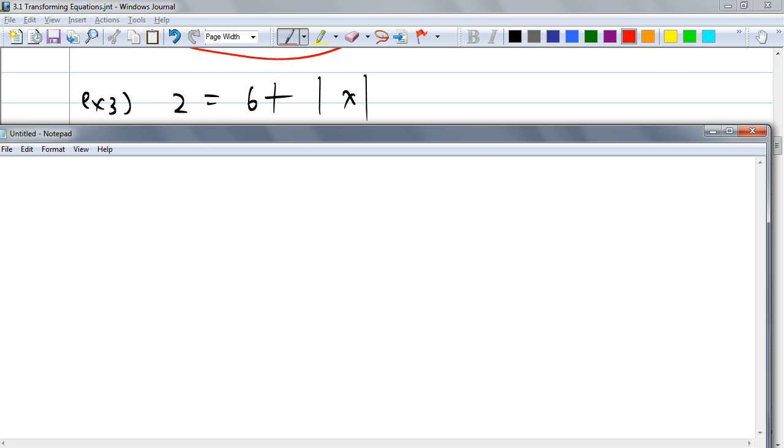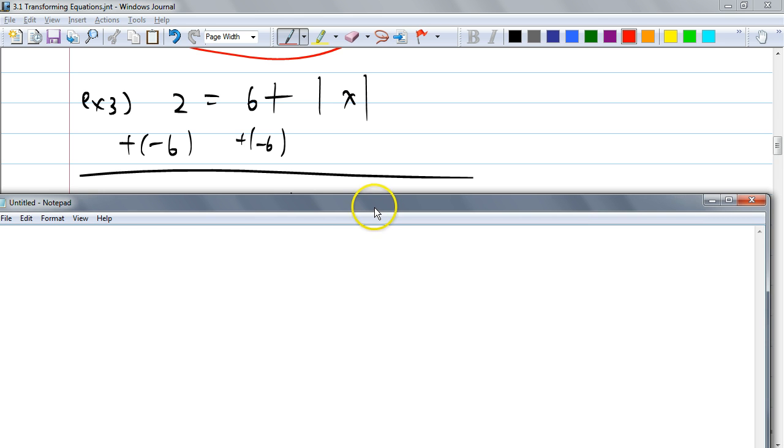Add -6 to both sides. That's what I will do too, so that you get the absolute value of x by itself, right? Question? Do you know what to do next? Okay, go ahead, sir. Tell me what to write, Brandon. What do I get if I do this?